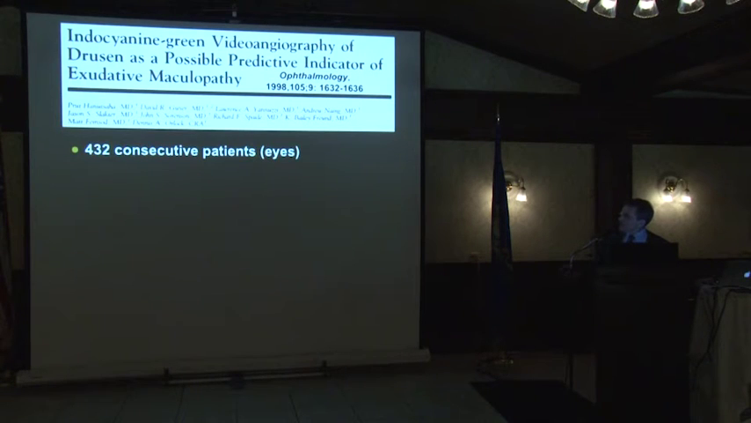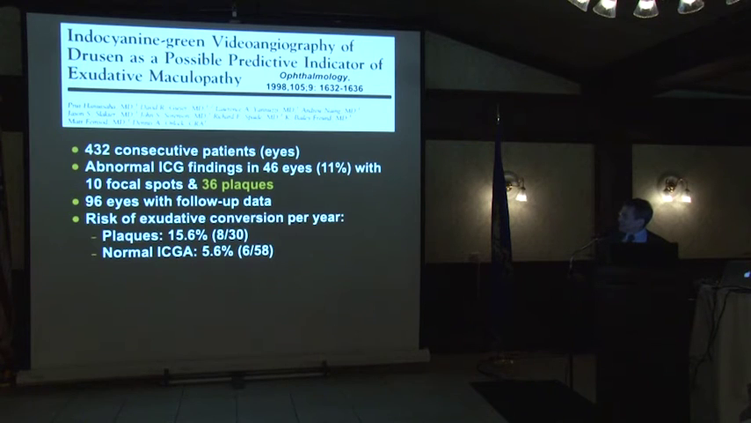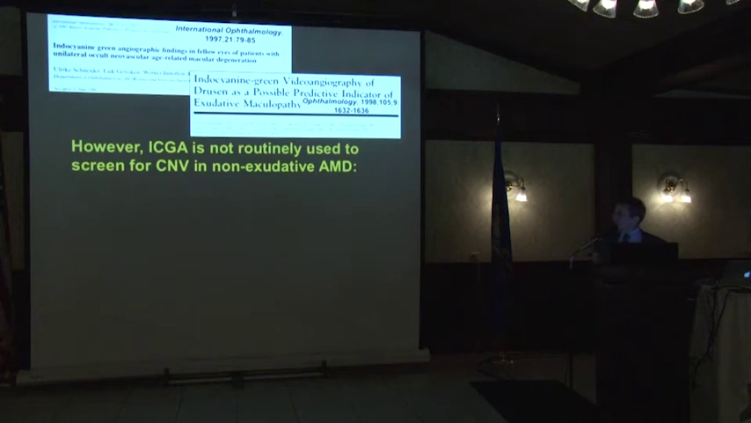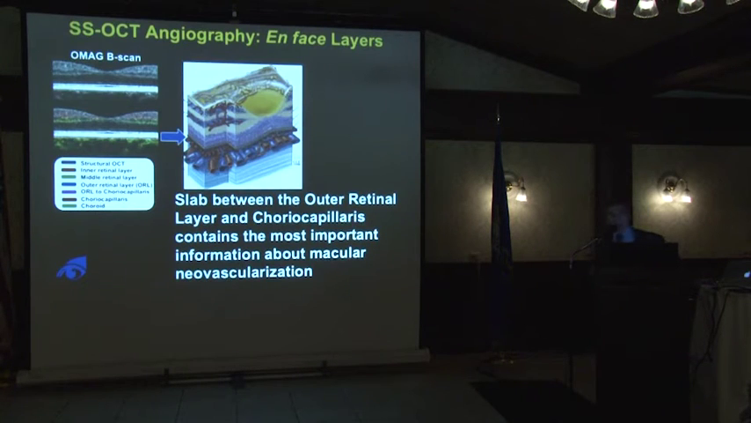And David Goldman in Yannuzzi's group looked at 432 consecutive eyes in 98 and found abnormal ICG findings in 11%. In 96 eyes, he followed them, and in those eyes with plaques, they converted about 16% a year to exudative disease. So we had the power to know who was likely to convert, but we didn't do it because we don't routinely perform ICG angiography because it's expensive, it's invasive, there's systemic risks, it's time-consuming, it's resource-intensive, and we don't get paid for it, okay? So we don't do it.